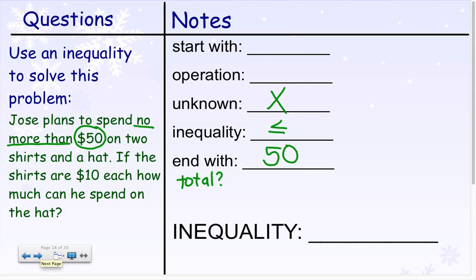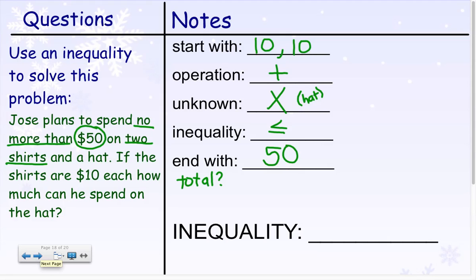All right, start with an operation. Again, Jose is shopping. He's planning on buying things. So if my cash register is totaling that, they are adding. So now let's figure out our start with number. Here is our key. 2 shirts is what he's buying. The shirts are $10 each. So he's paying $10 for the first shirt and $10 for the second shirt. The hat is our x. That's what we're trying to figure out the price of.